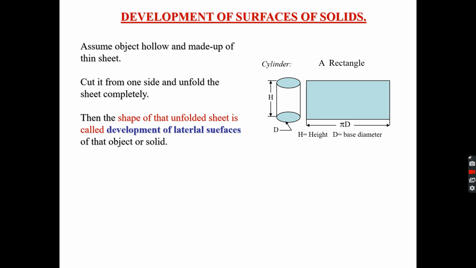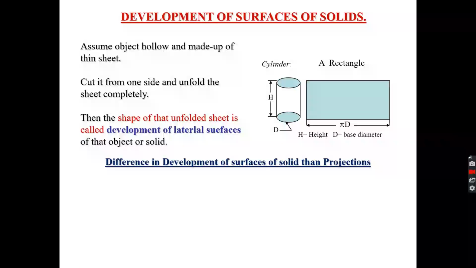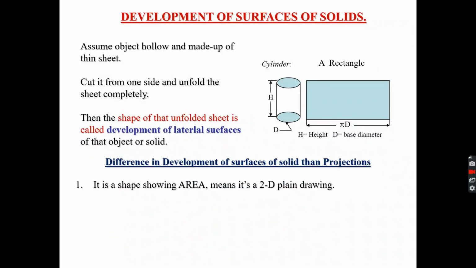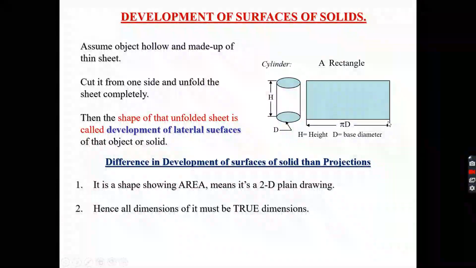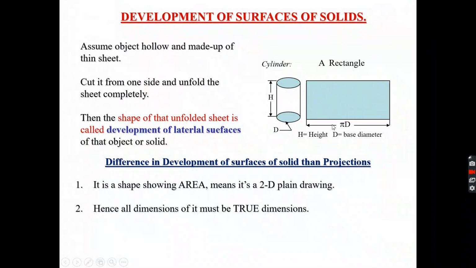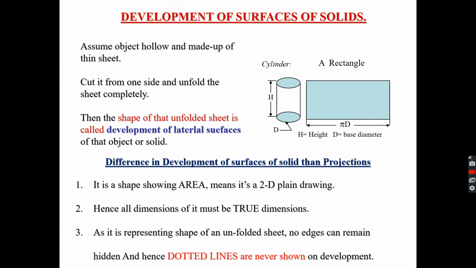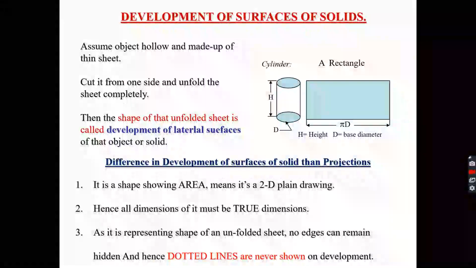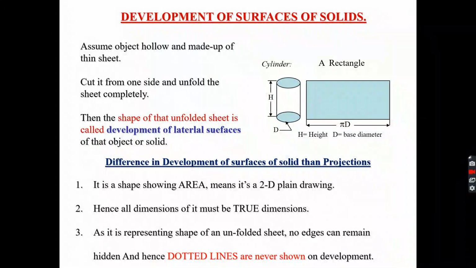So what is the difference in projection of solid and development of surfaces of the solid? It is a shape showing the area, means it's a 2D plane drawing, hence all the dimensions of it must be 2 dimensional. So you can see here also it is the height h and this is length pi d, which are the actual dimensions of the cylinder. So if it is 2 dimensional, there will be no dotted lines ever when you are doing the development of the surfaces of the solid.